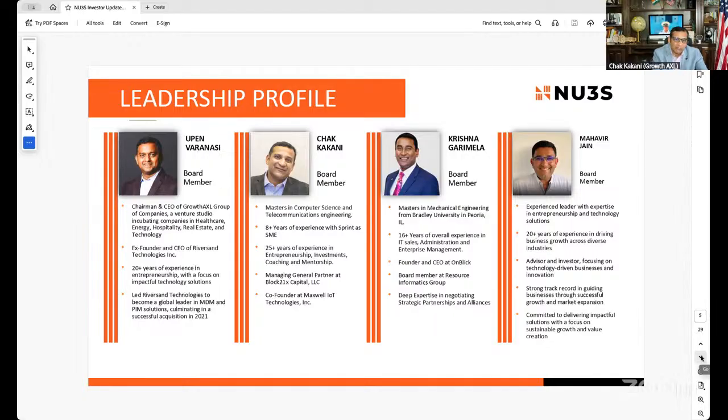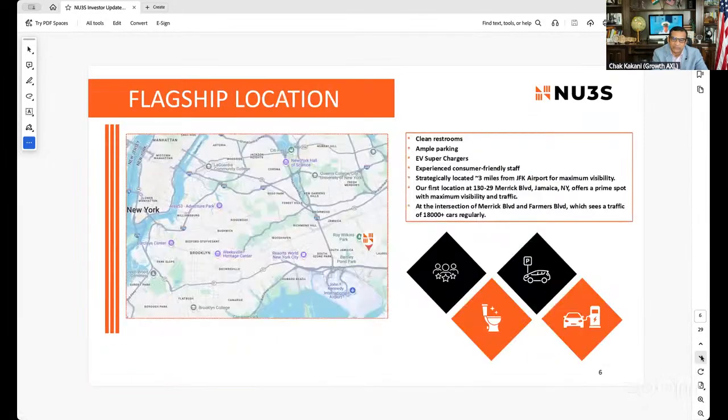So that's the important points I want you to take away from this experience board. Next one, please. Now here you see our flagship location. Like I said before, this is a real physical finished location. We are 3 miles from JFK, with visibility plus transit traffic, and it's designed to be an irresistible stop. Again, we are very close to opening in 3 to 4 weeks.